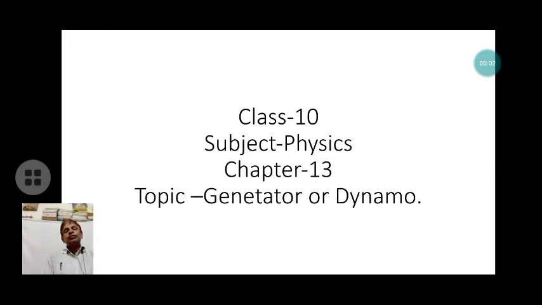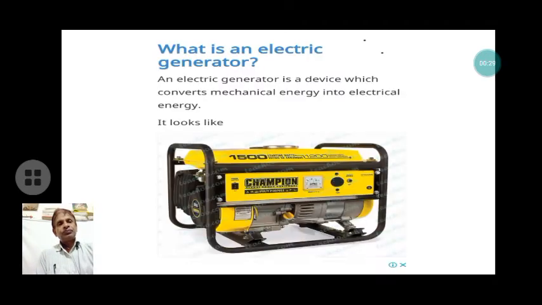Hello student, today I brought a video on the topic electric generator or dynamo. Last video we discussed AC current and DC current. On the basis of the current produced, there are two types of generator, AC generator and DC generator. In this video we discuss the AC generator. Here is the figure of an electric generator.